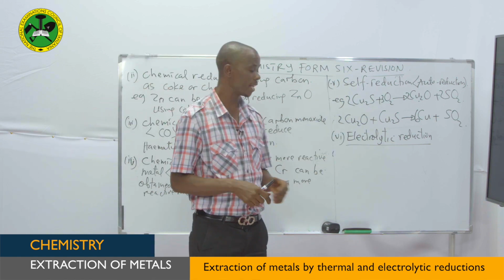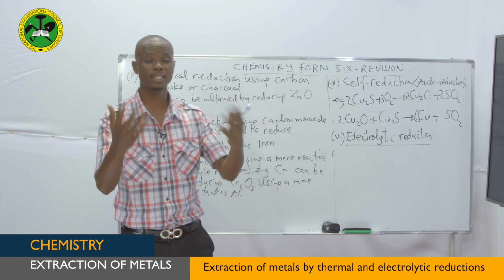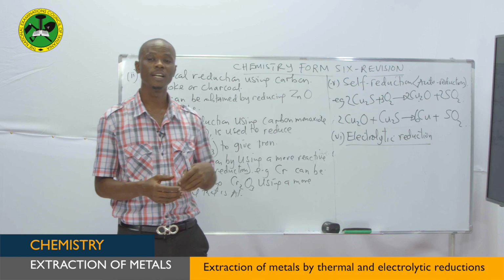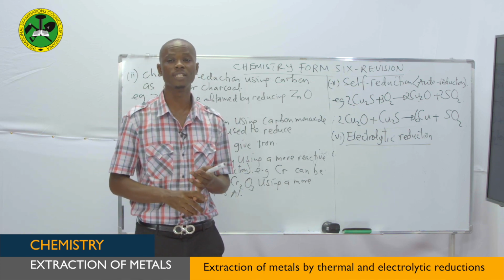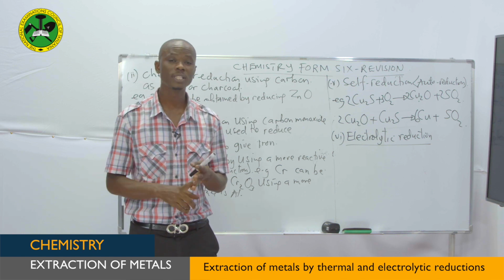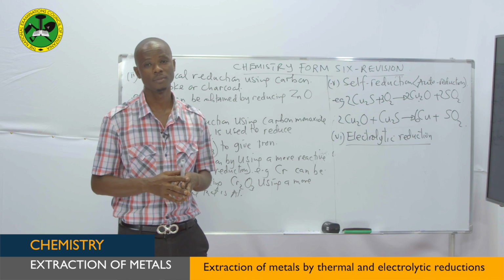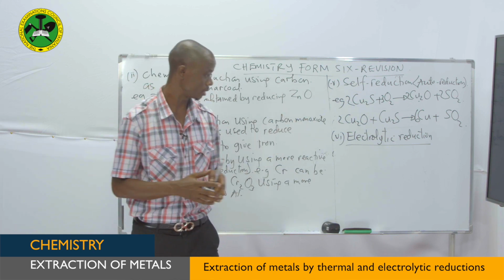Now for the case of electrolytic reduction, this is used to extract reactive metals. These reactive metals can be found from group 1 and also from group 2 and group 3. For example, we can have potassium, sodium, calcium, magnesium, and aluminum. These are reactive, so they can be extracted by electrolytic reduction.